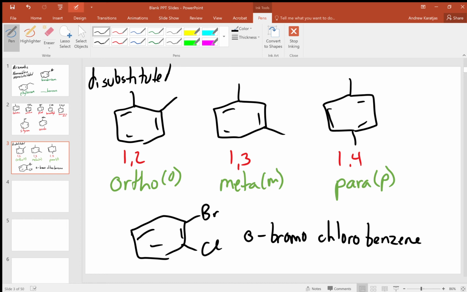Now you can write out the ortho. So if you call this ortho-bromochlorobenzene, would also be correct. You could also use the numbers and say 1-bromo, 2-chlorobenzene, and technically that's also correct. But ortho, meta, and para are the more common way and the more recognizable way to do these.